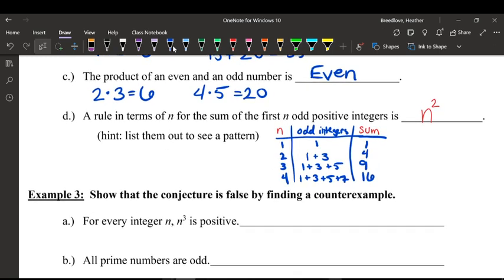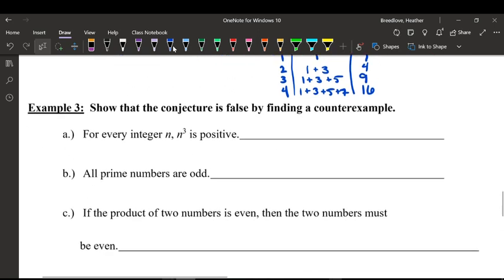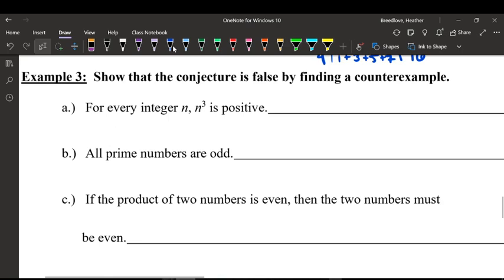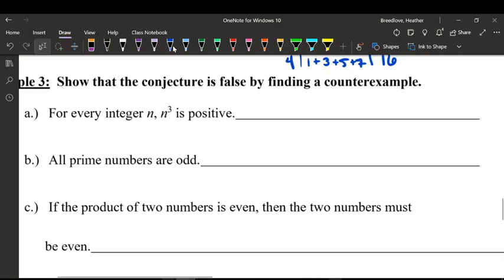All right. Next example. Show that the conjecture is false by finding a counterexample. So this next part, we want to show that these are false with a counterexample. For every integer n, n to the third is positive. So if we want to say that that's not true, we need an example. So we need a value of n that if we raise it to the third power, is going to give us a negative number.